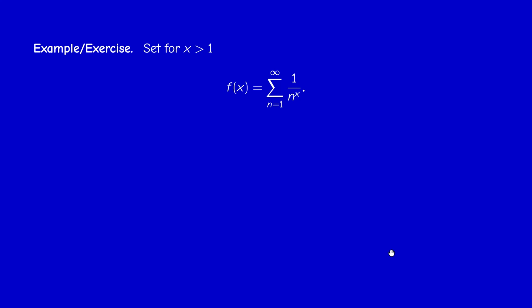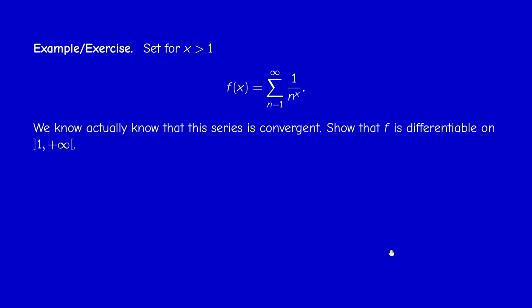But the question is, we don't actually have a closed formula for f. So the question is, is f differentiable? This is what you have to prove, using the previous corollary to prove that f is differentiable, and this is not totally trivial actually. So this illustrates the usefulness of the previous theorems: even if we don't have a closed formula for a function, we can still study its differentiability.